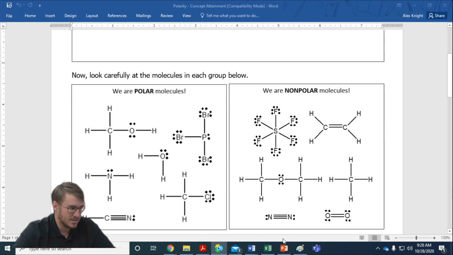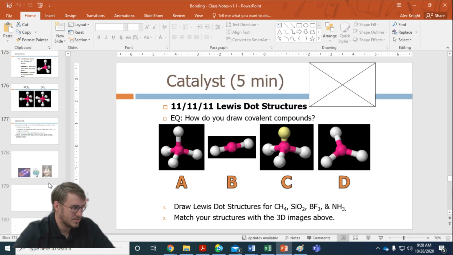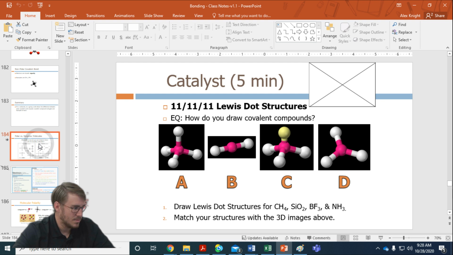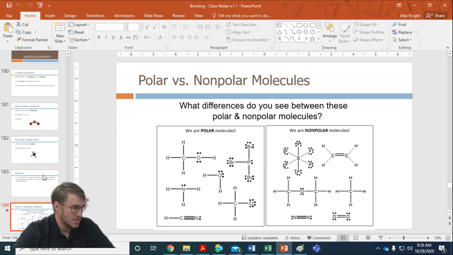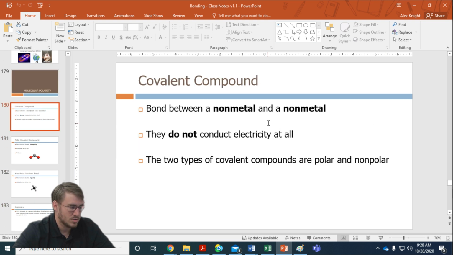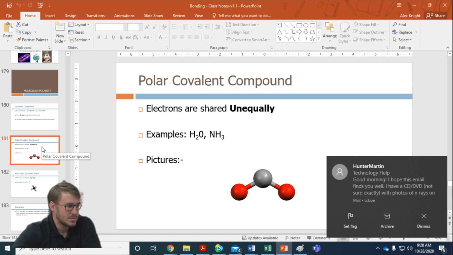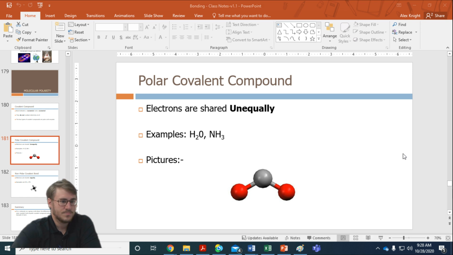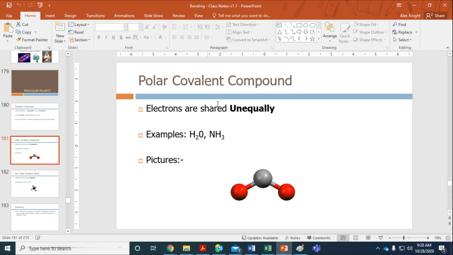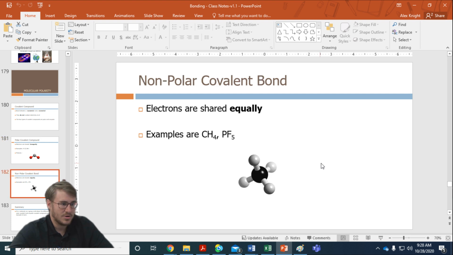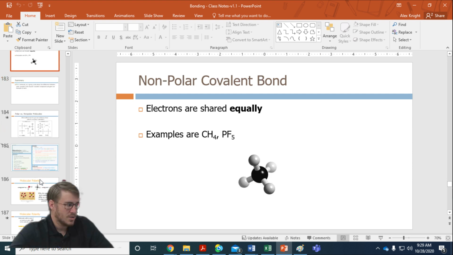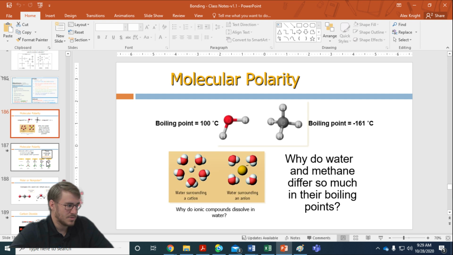Then the next slide and the next page in the slide that we skipped down to was this picture. We redefined what these were. Covalent compounds do not conduct electricity, but they're between non-metals, and sometimes the electrons can be shared unequally. That unequal sharing of electrons gives it a polar feature. If they are equally shared, it would be considered nonpolar. And we looked at some of these the other day.